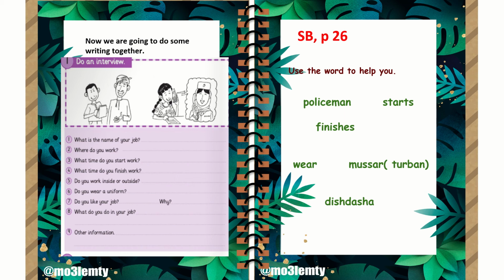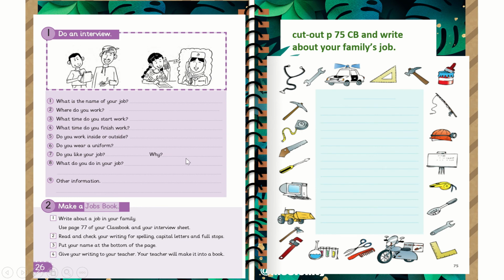Me, I collected some information about my uncle. Okay? And today I'm going to share it with you. We are going together to write a paragraph about my uncle. Okay? We will use these words: policeman, starts, finishes, where, masar, or turban, and dishdasha. Okay? Let's see here. The first question: what is the name of your job? My uncle said, I am a policeman.